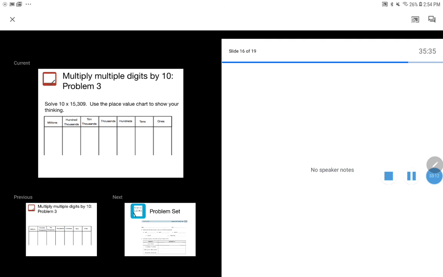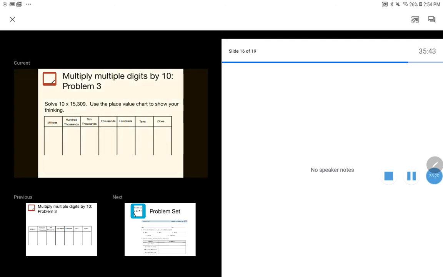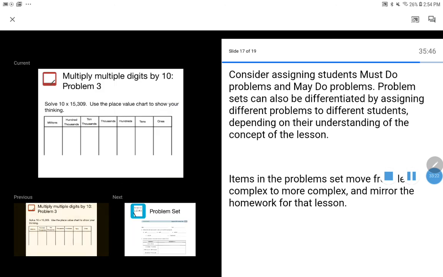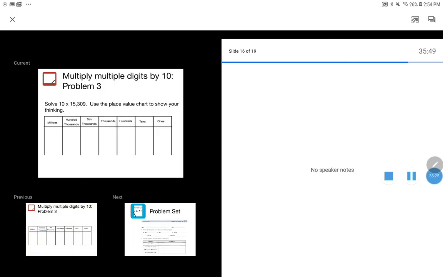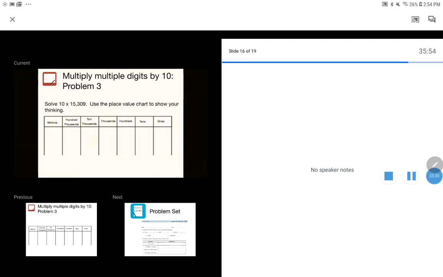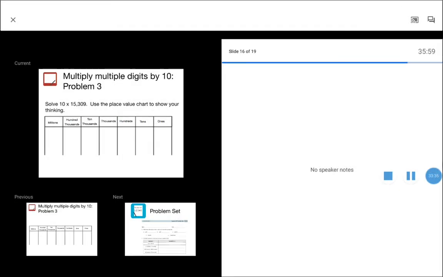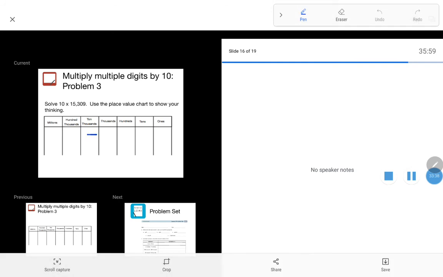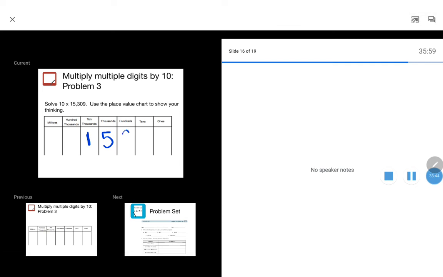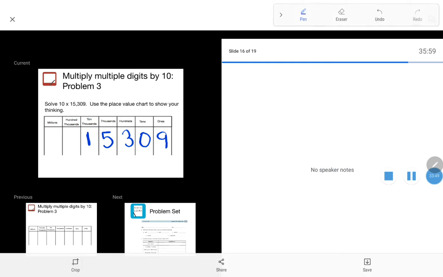Alright, so if I'm writing that number on my work mat, I have how many 10,000s? One 10,000. If I'm writing the number 15,309, I have one 10,000, 5 thousands, 3 hundreds, 0 tens, and 9 ones.